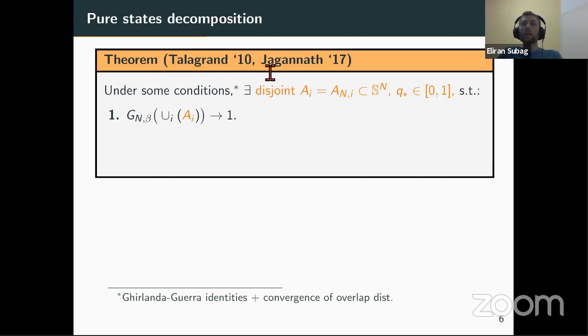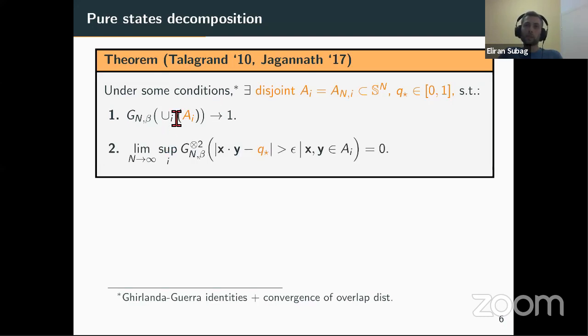First, it was proved by Talagrand without relying on the ultrametricity property, and more recently, Jagannath gave a new proof which also generalizes Talagrand's result using the ultrametricity property. What it says is that under some conditions, which are written in the footnote for specialists, you have a sequence of disjoint subsets of the sphere and the number Q star, such that the Gibbs measure of the union of those sets goes to 1. So if you're interested in the Gibbs measure, it's enough to understand what happens only on the pure states.